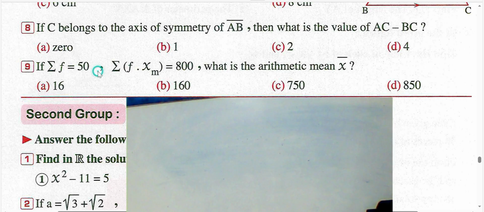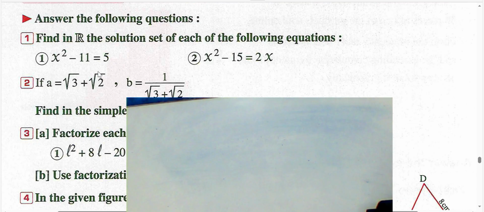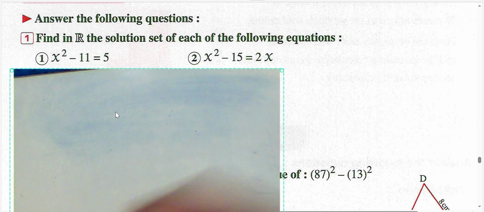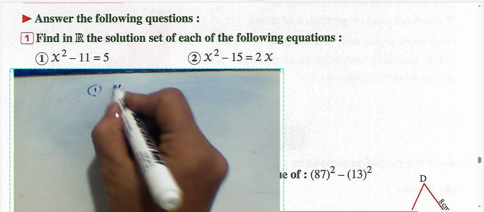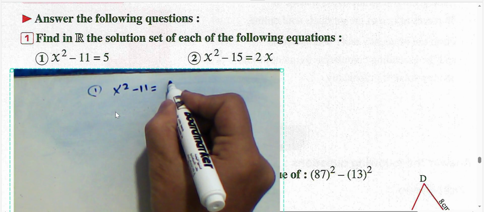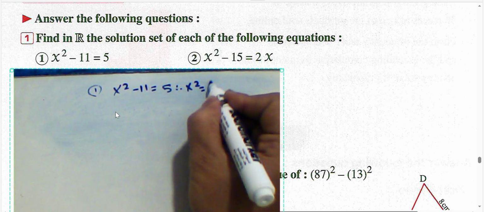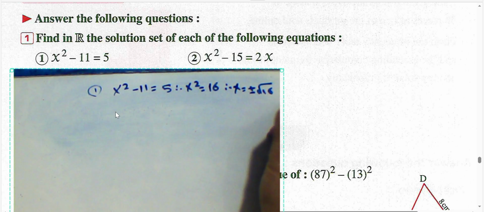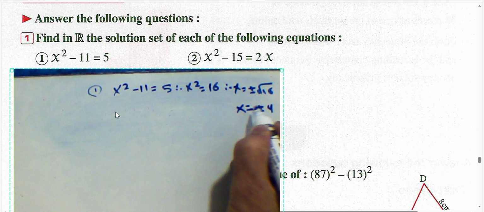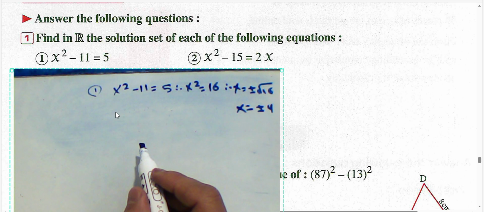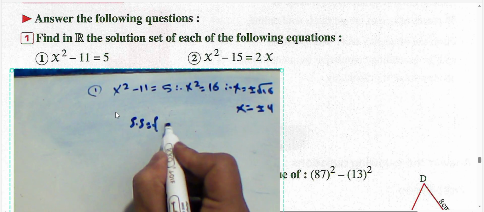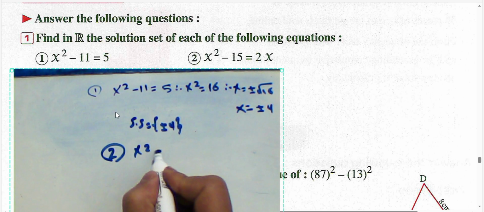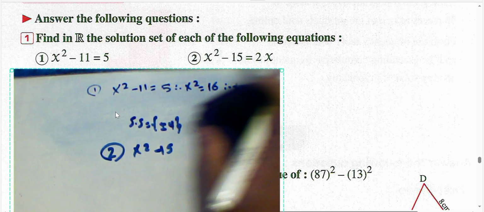Next question, second part. Answer the following question. Find the real number solution set of the equation number 1, x power 2 minus 11 equivalent to 5. Then x power 2 equal 11 plus 5 equals 16. Then the value of x equal positive or negative square root of 16. Belonging to real numbers, it will be positive or negative 4. The solution set will be positive or negative 4. Number 2, x power 2 minus 15 equal 2x.